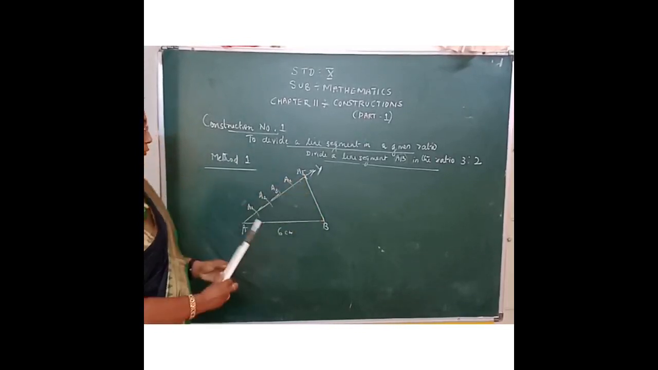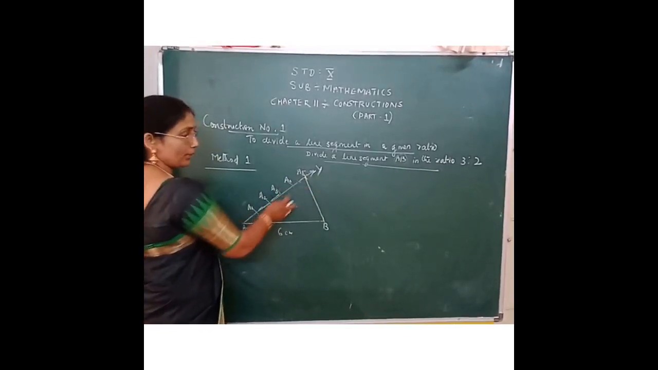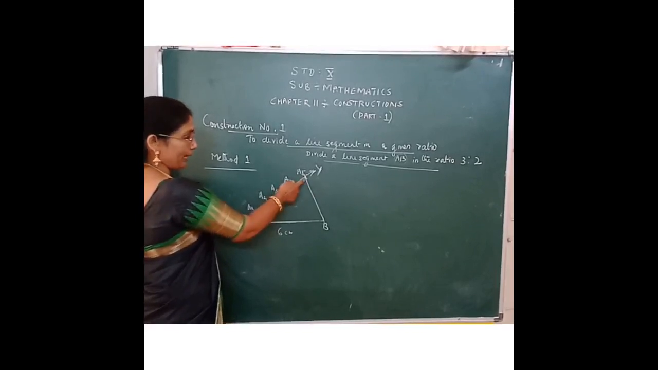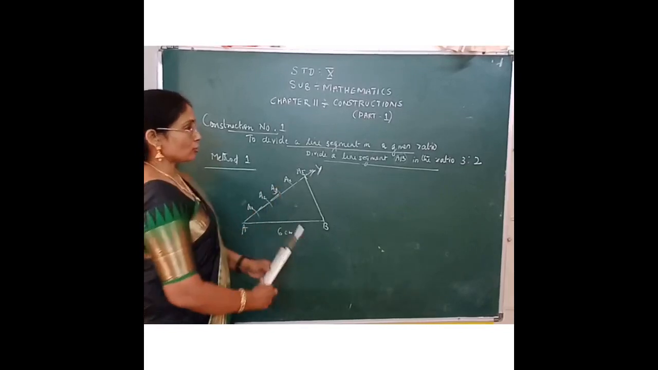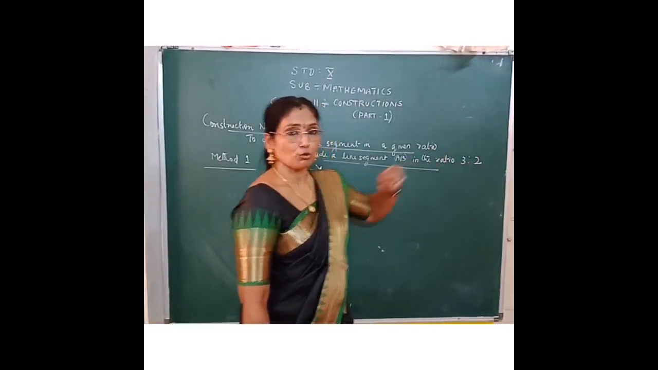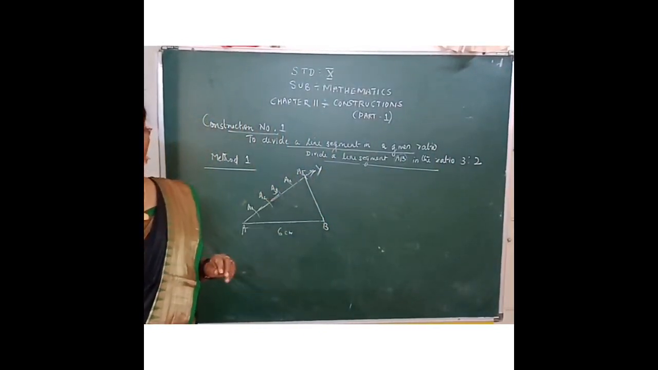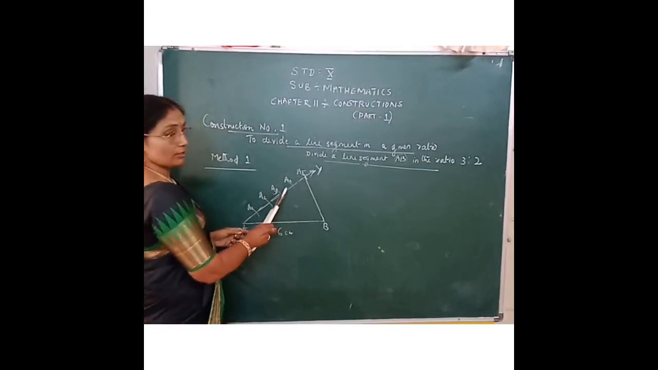Now next step, here one angle is formed. That angle you have to make congruent at A3. Why are you making it at 3? Because we have to divide the line segment in the ratio 3:2. How to make a congruent angle, you have already learned in the previous class. So this angle you have to make congruent at A3.